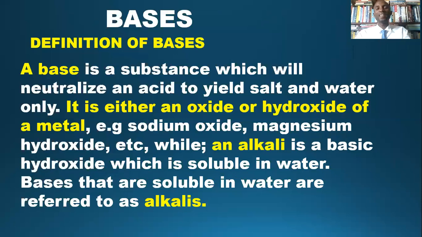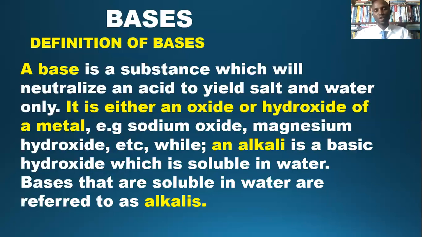Now, a base is a substance which neutralizes an acid to yield salt and water only. We can put it this way: a base is a substance that, when it reacts with acid, produces salt and water only. In our last class, we talked about reactions of acid. We said that acid reacts with base to form salt and water only, which is a neutralization reaction. We are also saying here that a base is a substance that neutralizes acid to form salt and water only.